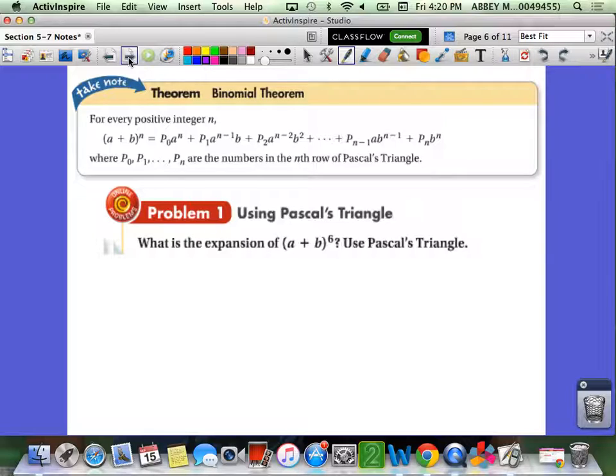So on problem number 1, there is the binomial theorem written at the top, but this will make a lot more sense when I go through the problem. So what is the expansion of a plus b to the 6th power, and use Pascal's triangle? We don't want to sit here and FOIL all of these out. That would be ridiculous. So this is why we use Pascal's triangle. We're going to be efficient.